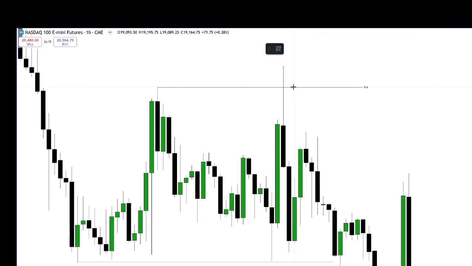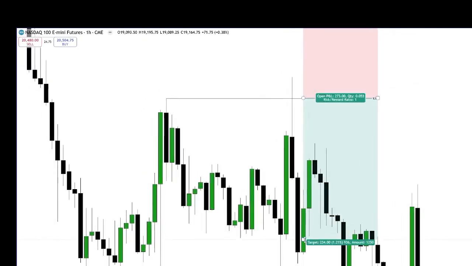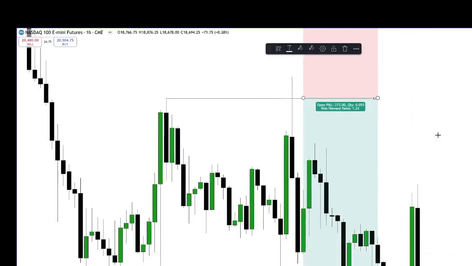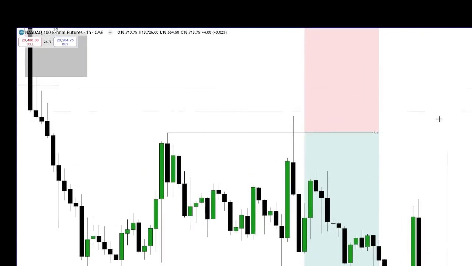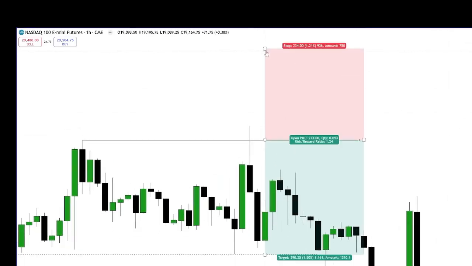First type of entry, 1 to 3R. How do you measure this? You know where your take profit is, but you have no idea where your stop loss is. Measure your take profit and drag your stop loss up from your entry till you see a 3R to R trade.